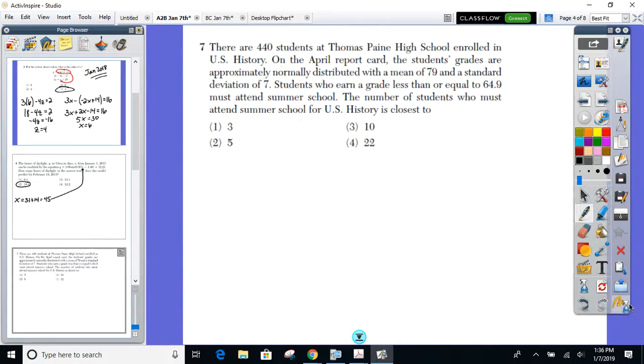Oh, probably shouldn't solve. Yep, there you go. Number 7. I just want you to identify the key phrase in there that's going to help us solve this problem as you read through it. Key phrase that I know exactly where to go. Anybody see it yet? Normally distributed. Ding, ding, ding, ding. That tells me where am I going on the calc?